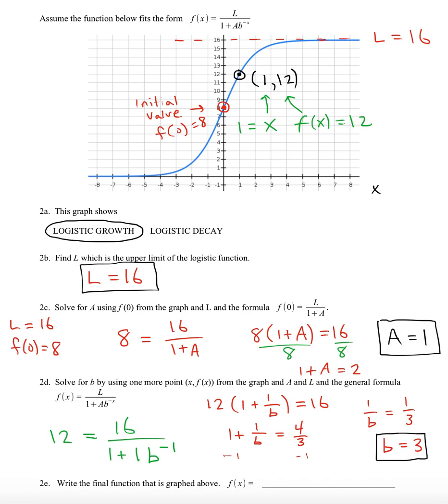Okay, now can we rewrite the original function using the constants that we had found? So we want 16 on top, 1 plus, our a is 1, and our b is 3. There we go.